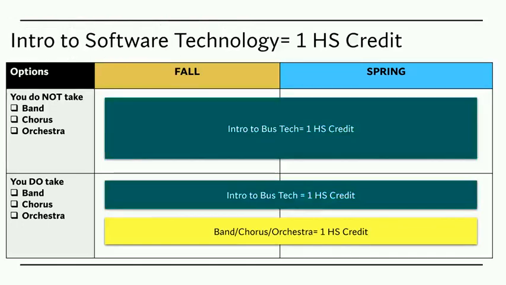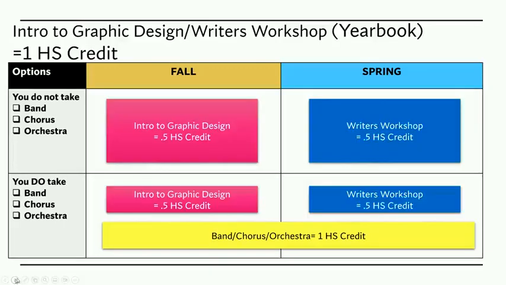Up next, we have Intro to Software Technology, which is a year-long class. So that also is a 1 high school credit class. If you do not take band, chorus, or orchestra, you'll take it fall and spring semester. If you are in band, chorus, or orchestra, you will take it fall and spring semester. You also take your band, chorus, or orchestra fall and spring semester. So that means you will receive 2 high school credits.